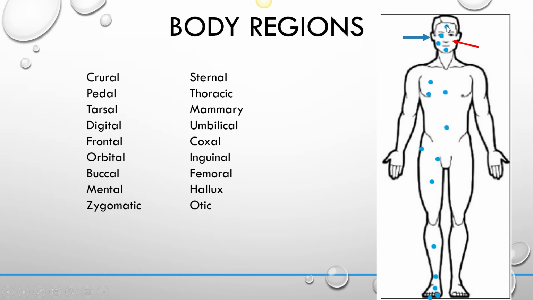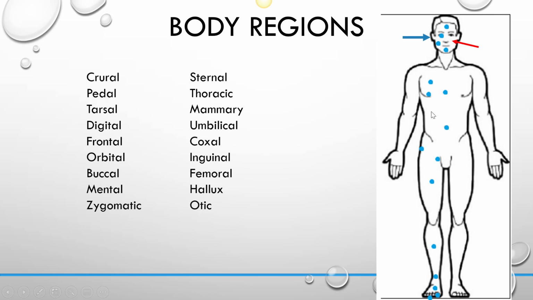Frontal is talking about the forehead, the front of the head. Orbital is talking about the eye. Buccal is the inside of the mouth. Mental is the chin. Zygomatic is the cheek. Sternal is the chest, where you have the sternum. Thoracic is the entire chest cavity. So sternal is specifically in the center of the chest, while thoracic is the entire chest cavity. Mammary is where the mammary glands are located, in the breasts. Umbilical is the center of the abdomen where the umbilical cord was attached. Coxal is the hip.